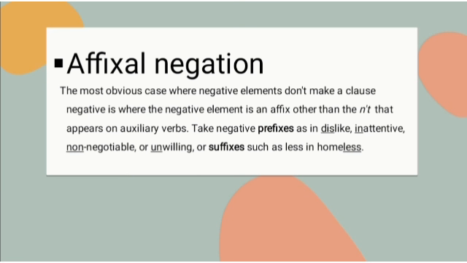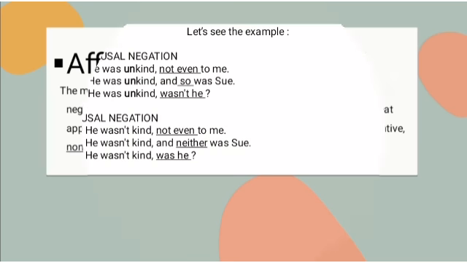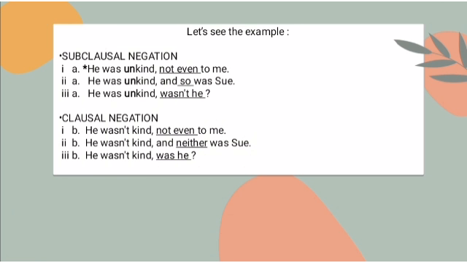Compare, for example, he was unkind, which contains the prefix un, with he wasn't kind, which contains a negative verb form. He wasn't kind is, of course, negative, but he was unkind is positive. So let's see the example. In subclausal negation, 1a, he was unkind, not even to me. In clausal negation, b, he wasn't kind, not even to me.